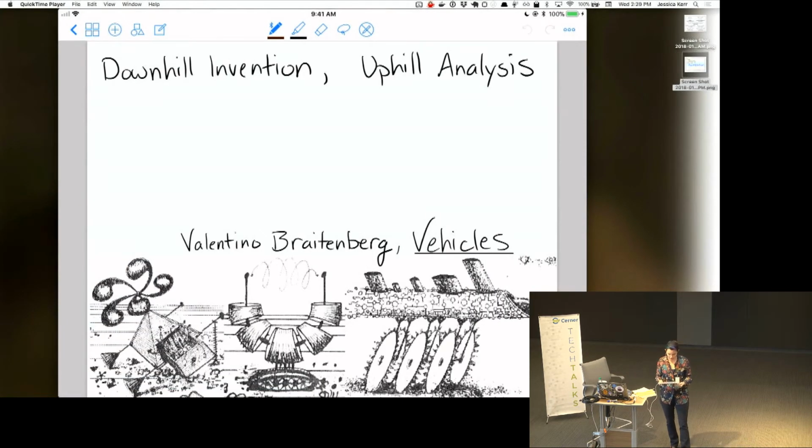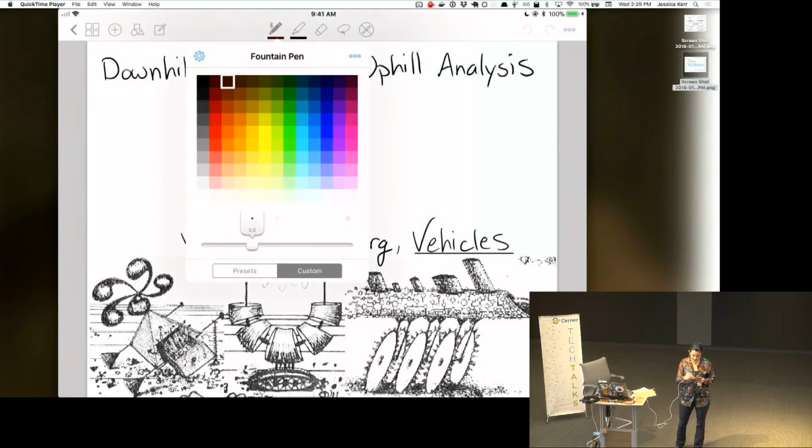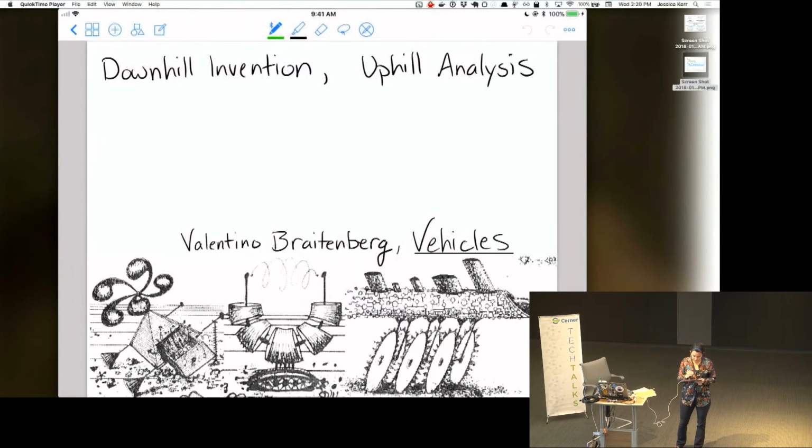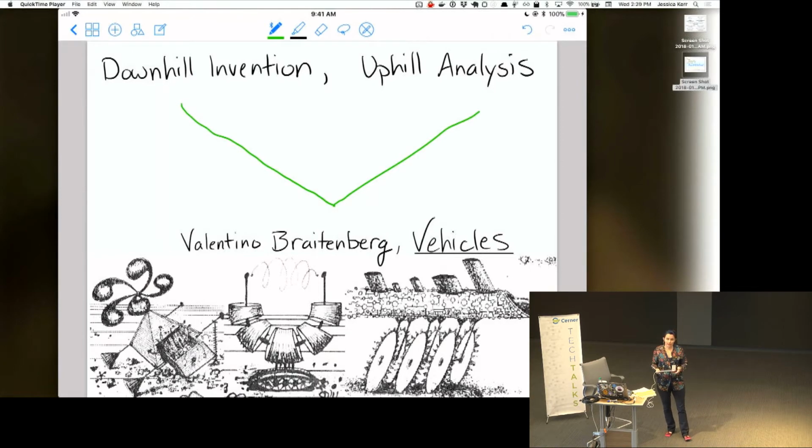So here's another law by this Breitenberg guy. Downhill invention, uphill analysis. And this one says that it is heads and tails easier to write a complex piece of code than to understand someone else's code. Seriously, if you've ever looked at the documentation to Redux and been like, oh my God, that's so complicated, I'm just gonna write my own thing. It'll be so much simpler. Well, it will be easier.